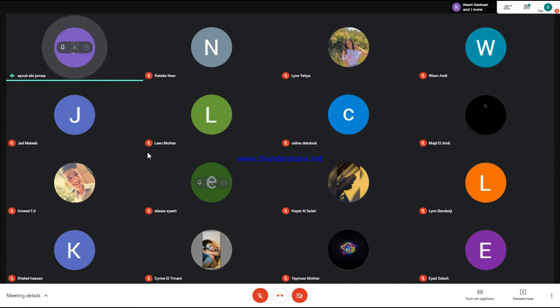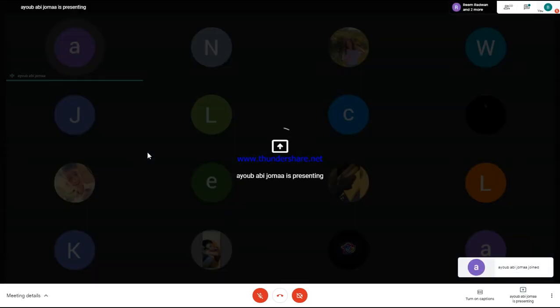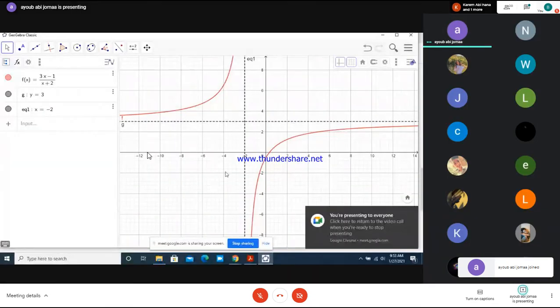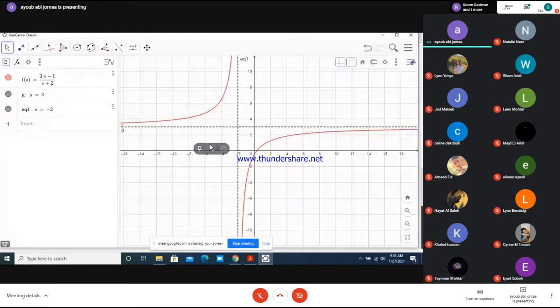Good. To show you the graph of the function, by the way, you can download this program, GeoGebra. It helps you a lot to analyze graphs and to understand the graphs.